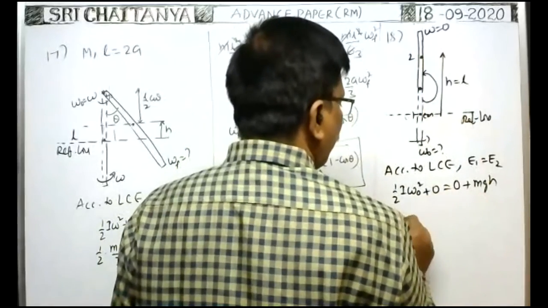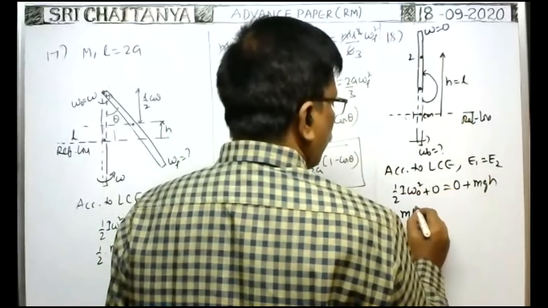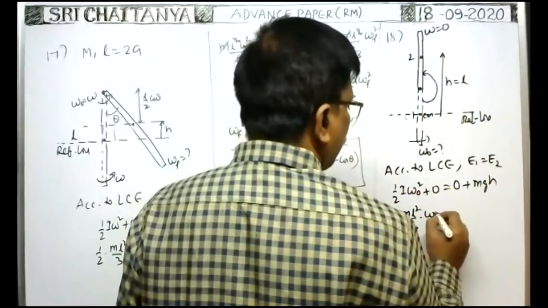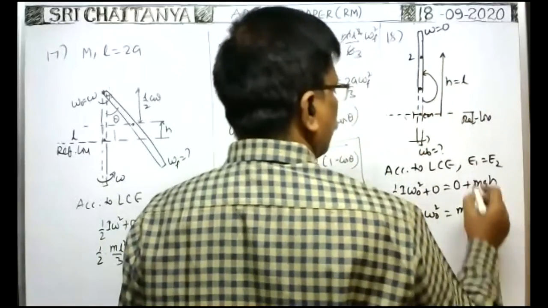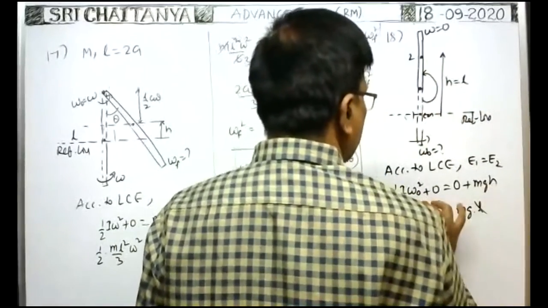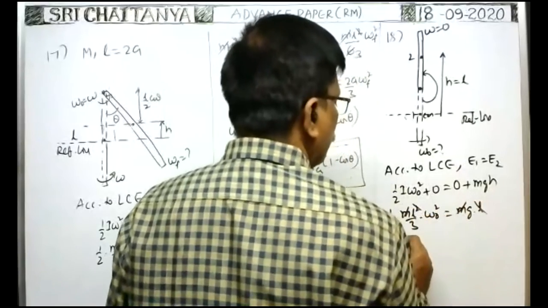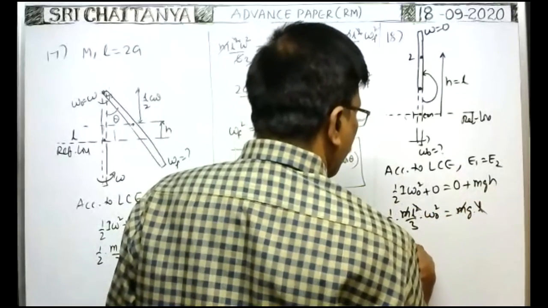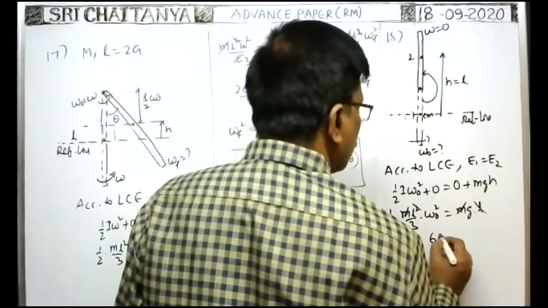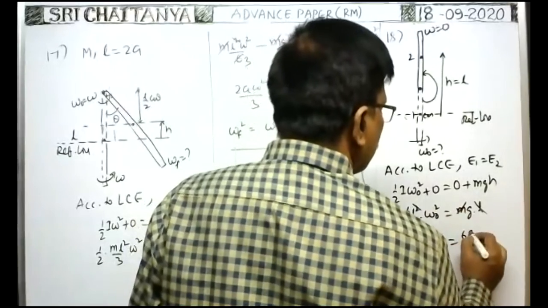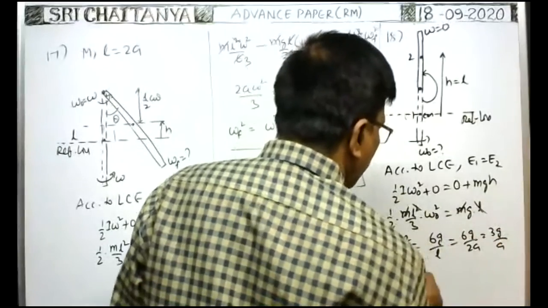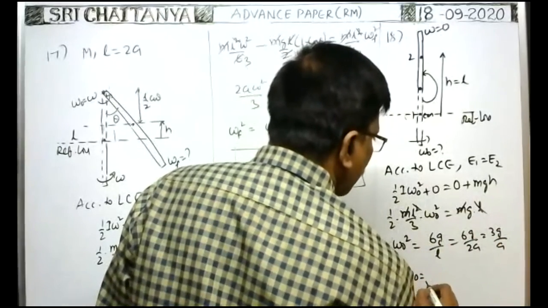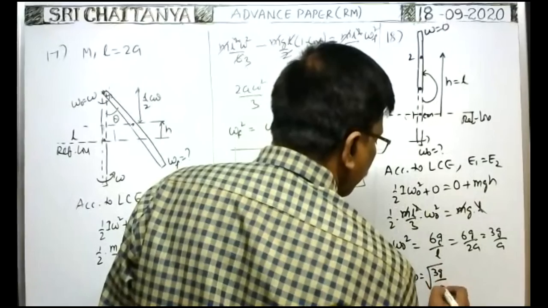So from this, half into I, that is m L square by 3, into initial angular velocity square is equal to mg into h, that is equal to L. So L square cancels, m cancels. So from this, omega naught square we need, that is equal to 6g by L. 6g by L, with L equal to 2a, that is equal to 3g by a, no? Therefore the minimum angular velocity is equal to root of 3g by a.